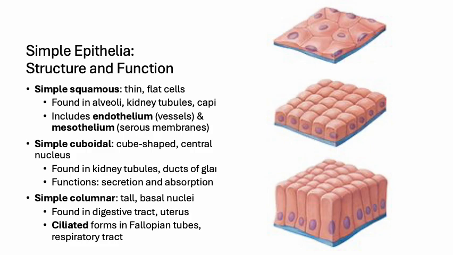Simple epithelia consist of a single layer of cells and are specialized for diffusion, absorption, and secretion. Simple squamous epithelium is thin and flat, making it ideal for rapid diffusion in places like the alveoli and capillaries. Simple cuboidal epithelium has cube-shaped cells and is commonly found in the kidney tubules and glandular ducts, where secretion and absorption occur. Simple columnar epithelium has tall cells with nuclei near the base and lines much of the digestive tract, where absorption and secretion are critical.